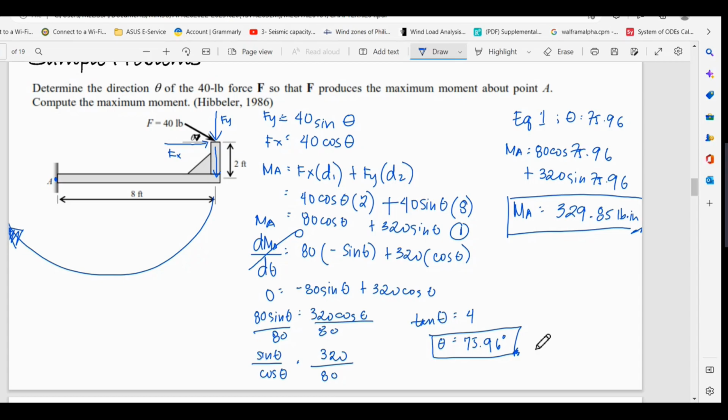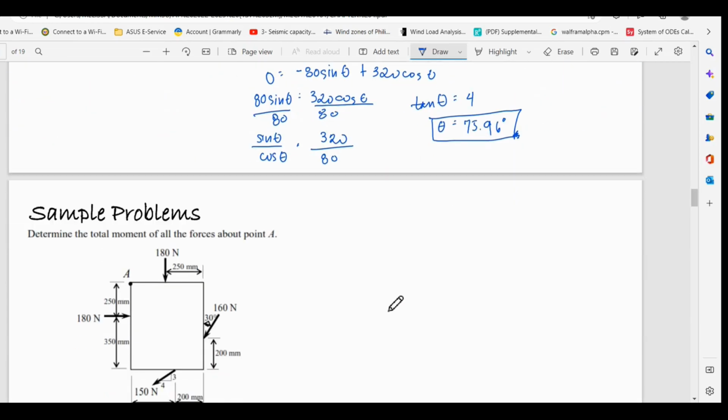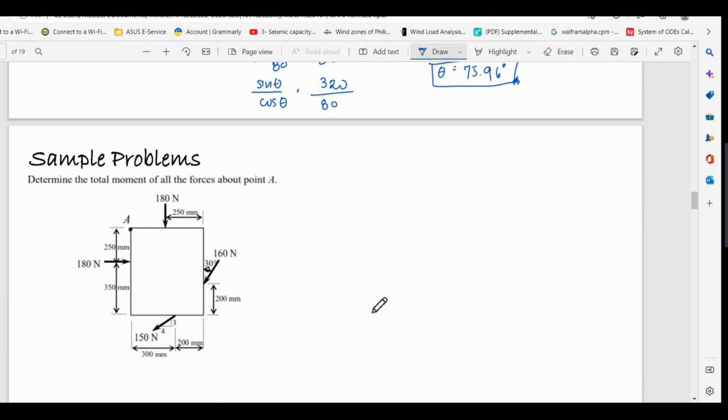So proceed na tayo sa last example for this part. Determine the total moment of all the forces about point O. So meron tayong apat na forces dito, and we will need to find the total moment acting at our point O. So pangalanan natin yan. We have here F1, F2, F3, tsaka F4. Okay?